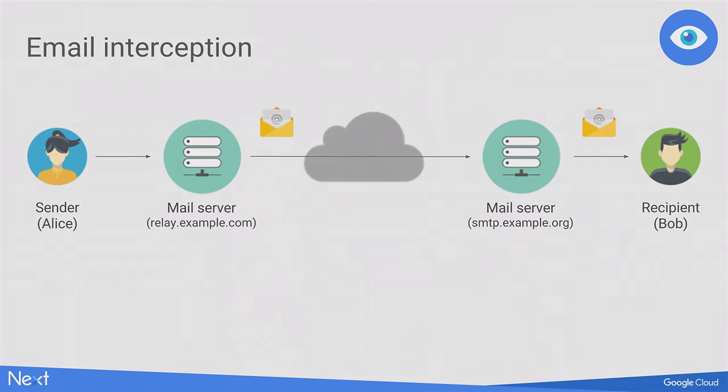Now, if we look at the network perspective for this, the email message is transiting between Alice's server and Bob's server over the internet. So an eavesdropper can trivially intercept any message. It doesn't have to be active. It's just a passive attacker listening over the wire and able to see the messages.